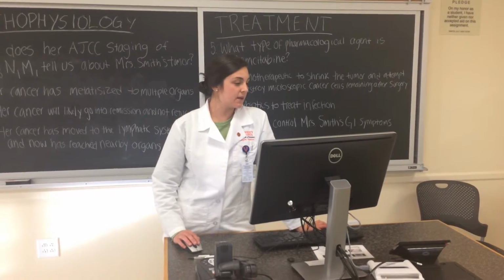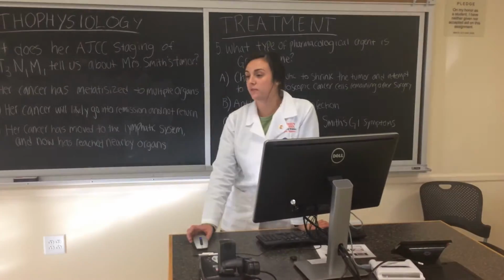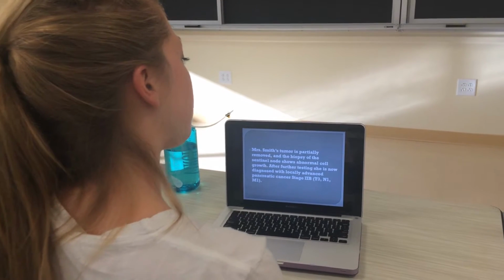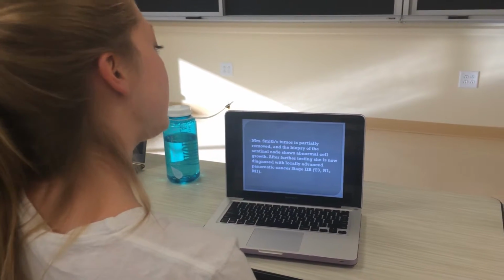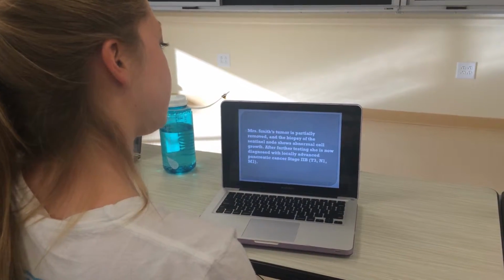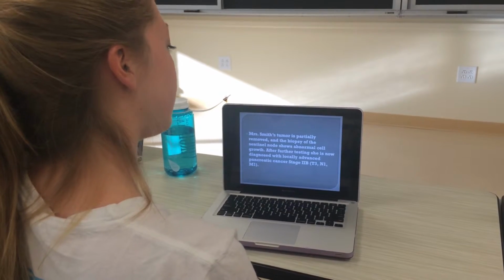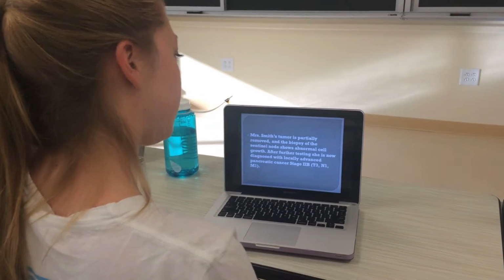All right, let's read the next section about pathophysiology. Can someone go ahead and read that for me? Mrs. Smith's tumor is partially removed, and the biopsy of the sentinel node shows abnormal cell growth. After further testing, she is now diagnosed with locally advanced pancreatic cancer, stage 2B.